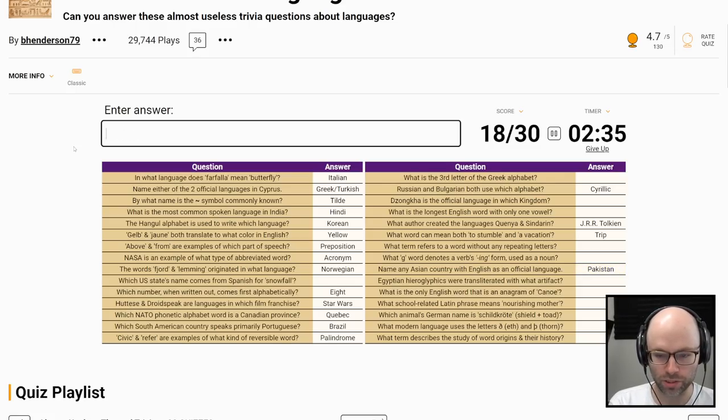Egyptian hieroglyphics were transliterated with the Rosetta Stone. The only English word that's an anagram of canoe, ocean. What school-related Latin phrase means nourishing mother? Kindergarten, that's not even... Wedgie. Nourishing mother. Pop quiz. What animal's German name is shield toad? Turtle? What modern language uses eth and thorn? Icelandic. What term describes the study of word origins? Lexicography.